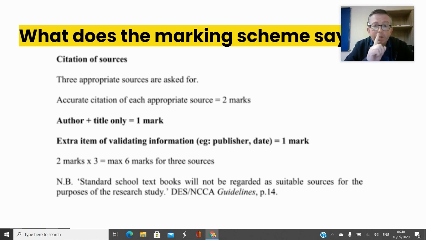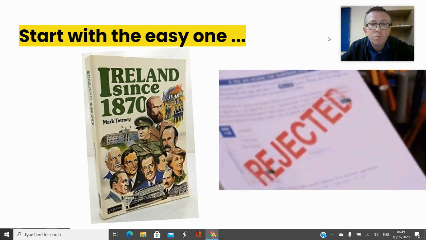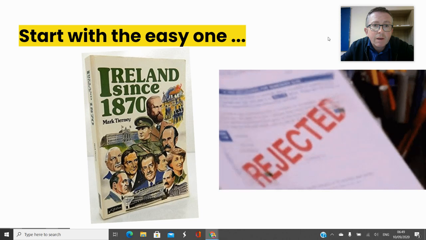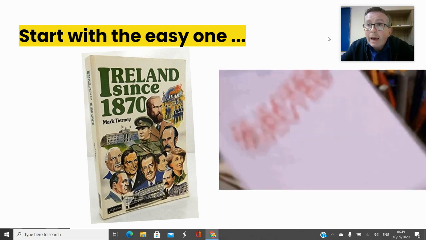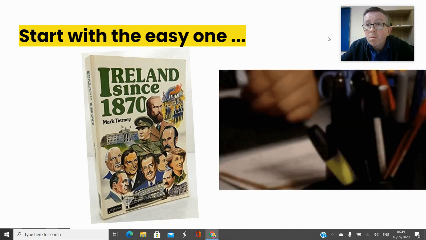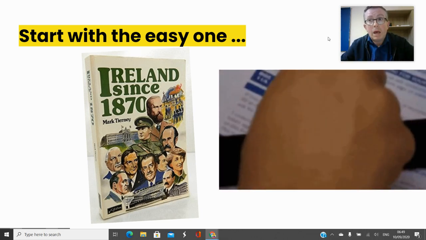NB at the bottom. Standard school textbooks will not be regarded as suitable sources for the purposes of the research study. Okay, so let's start with the easy one. Ireland since 1870 by Mark Tierney is a school textbook. Well, it was up to very recently. Most history examiners would be familiar with it. 0 for that one.